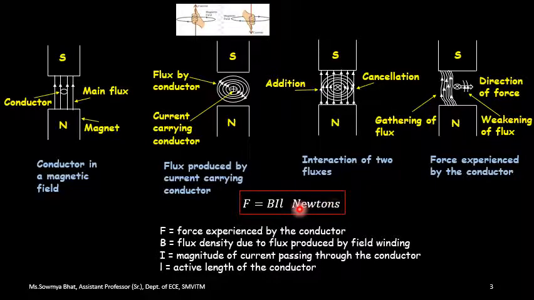F is equal to BIL newtons. So where F is nothing but force which is experienced by the current carrying conductor, B is nothing but the magnetic flux density which is produced due to the field winding. So that I value, whatever the I parameter you are going to see over here, it is nothing but the magnitude of the current through the conductor. So magnitude of this current through the conductor, we are designating it by a parameter I, and L represents the length of the conductor. So this is how you are going to determine the force experienced by the current carrying conductor, and in order to determine the direction of the force, you are making use of a Fleming's left hand rule.